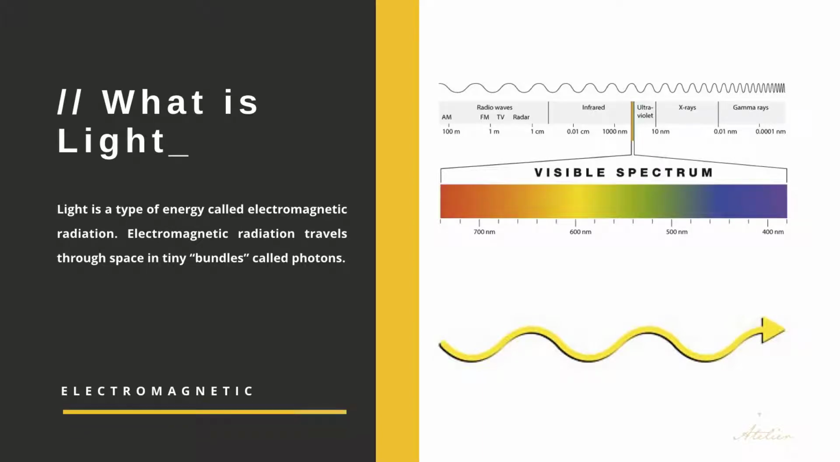Okay, so what is light? Light is a type of energy called electromagnetic radiation. Electromagnetic radiation travels through space in tiny bundles called photons. This is very similar to what you will have with sound waves. You can see over here on the diagram I have ultraviolet rays, the visible spectrum of light, color, gamma rays. We don't need to know all of those details, but we do need to think of the photon, okay?